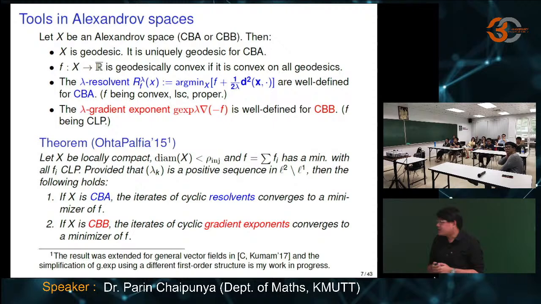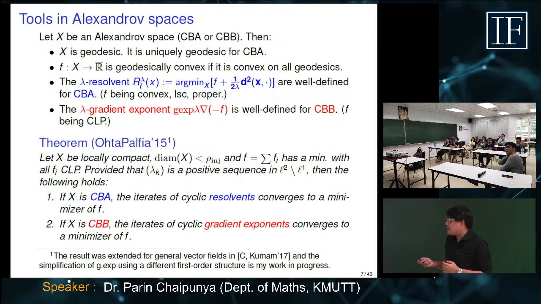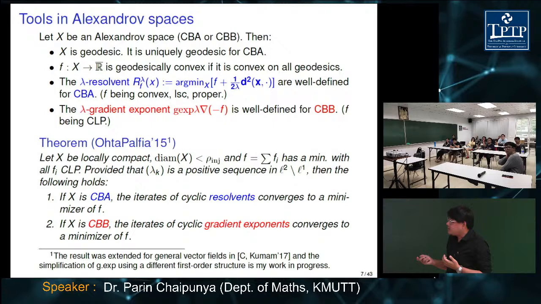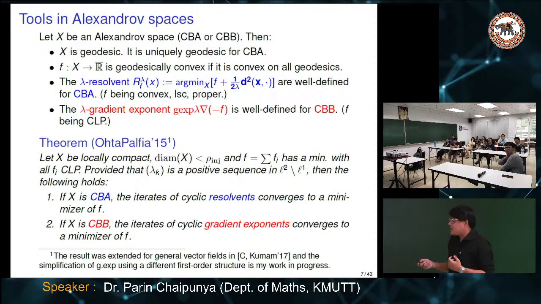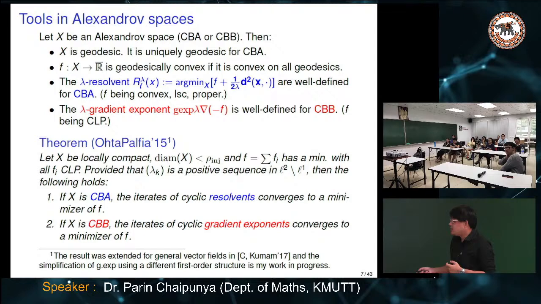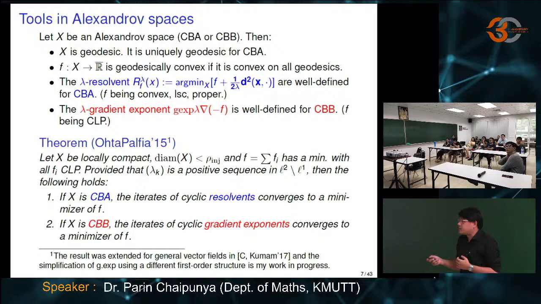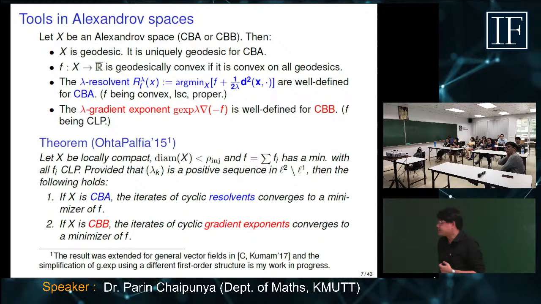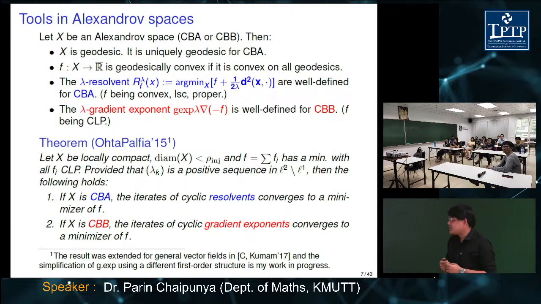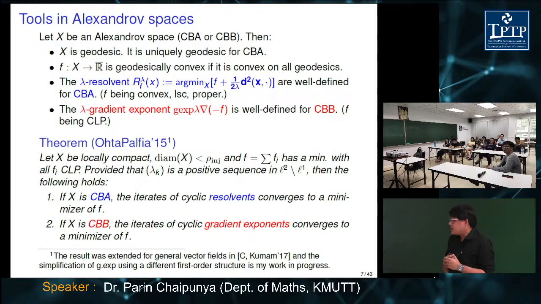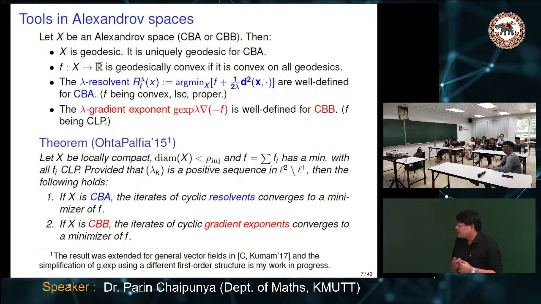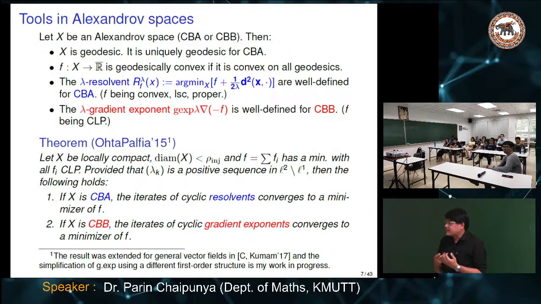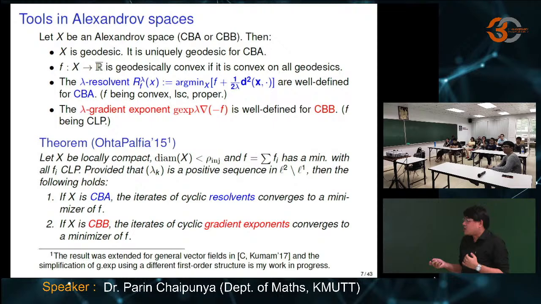And it was a result from 2015 by Shinichi Ota and Palfia. If you are in curvature bounded above, then you keep iterating this operator, and it will bring you to a minimizer of F finally. And if you are in curvature bounded below, then you apply this operator iteratively, it will bring you to a minimizer of F. So by computing these two operators iteratively, you will arrive at an approximate minimizer of the function that you are interested in. And back in 2017, I and my PhD supervisor extended this idea to general vector fields in metric space. And to do so, I introduced a simplification of first order structure to replace the tangent space that normally we do not have in this setting.